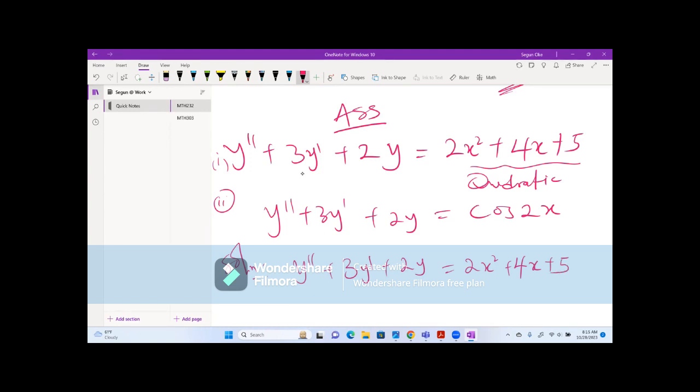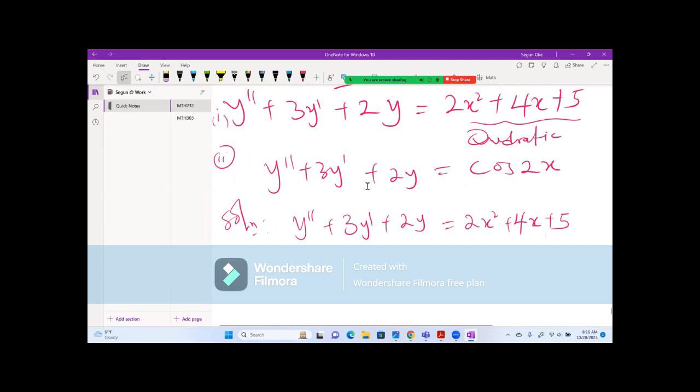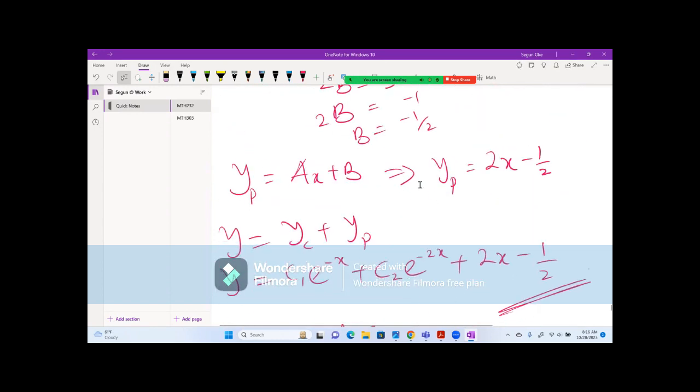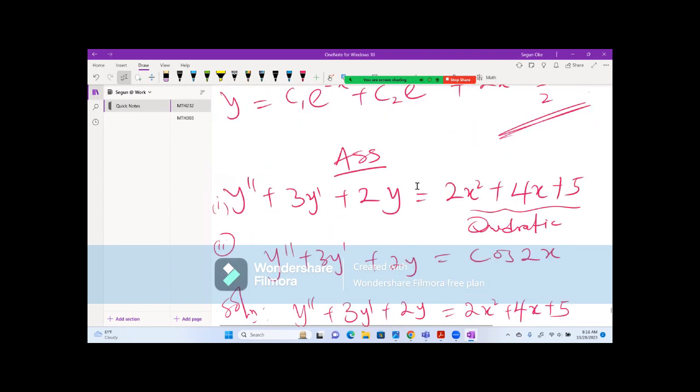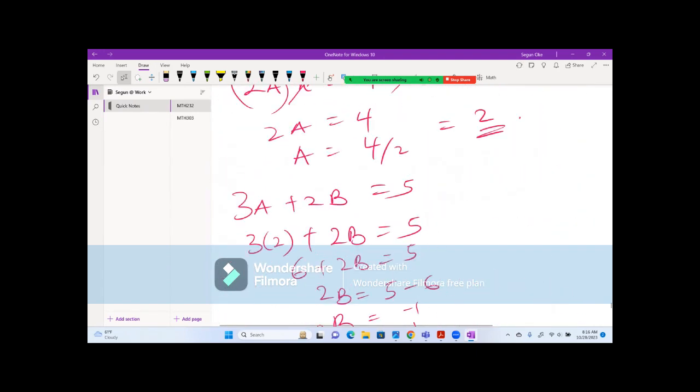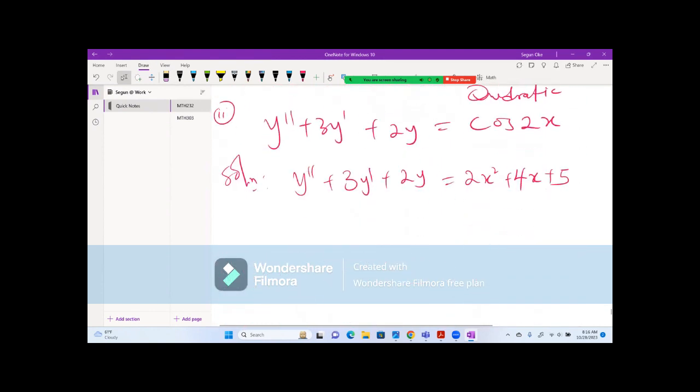Right. So from here, we can solve this problem. Remember, when it is quadratic, what happened? The first thing I asked you to do, don't forget, we've been solving the general one. We need y equals y complement plus y particular, right? Then for y complement, we can easily get it by solving this one, and you're going to have it to be c1 e to the minus x plus c2 e to the minus 2x.